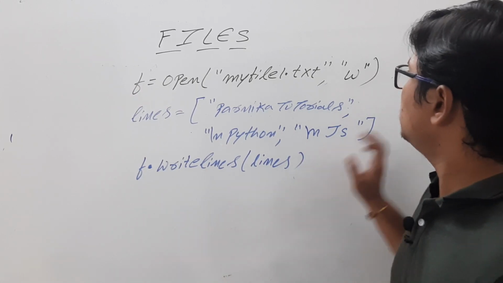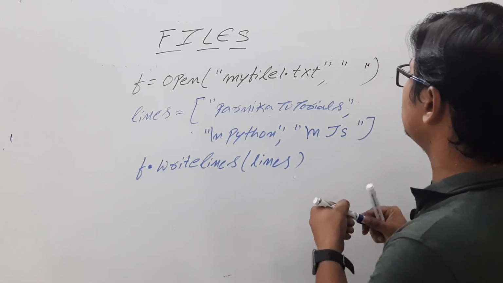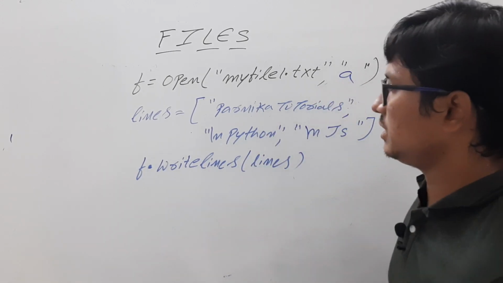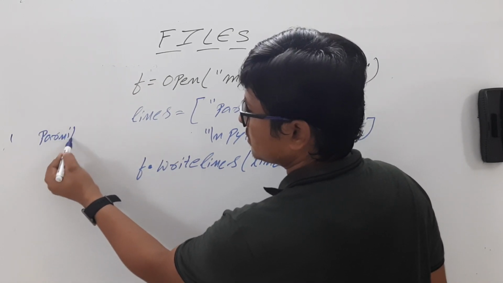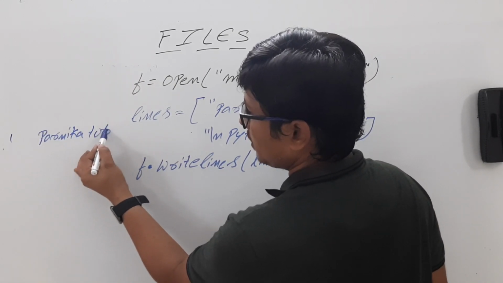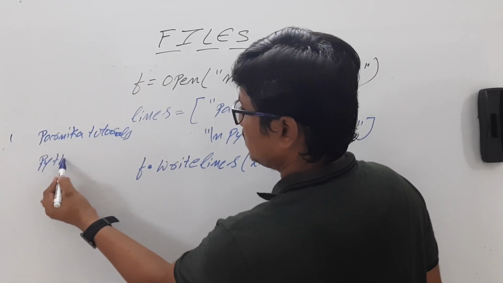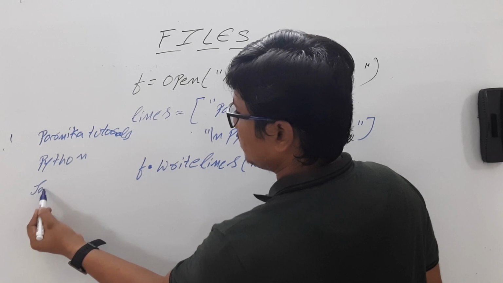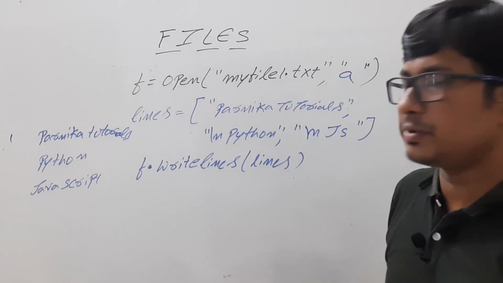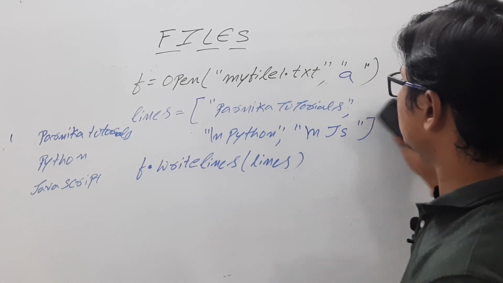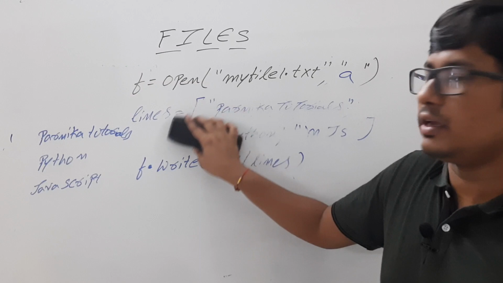Is it clear? Similarly, if I want to append information, suppose in myfile.txt you have information like Parnika tutorials, Python, and JavaScript. Now you want to add C and C++. That also you can do by opening the file in the append mode.